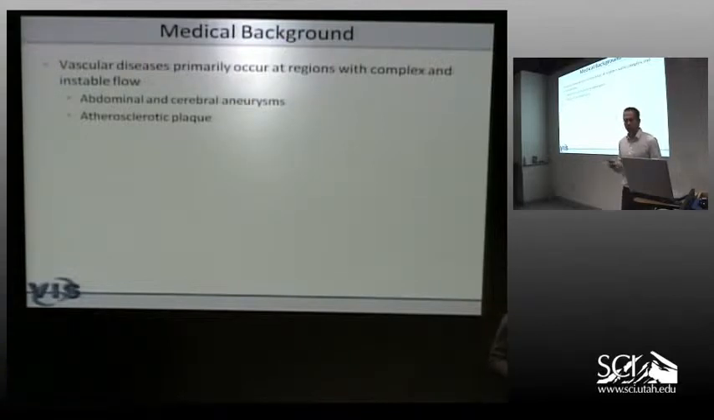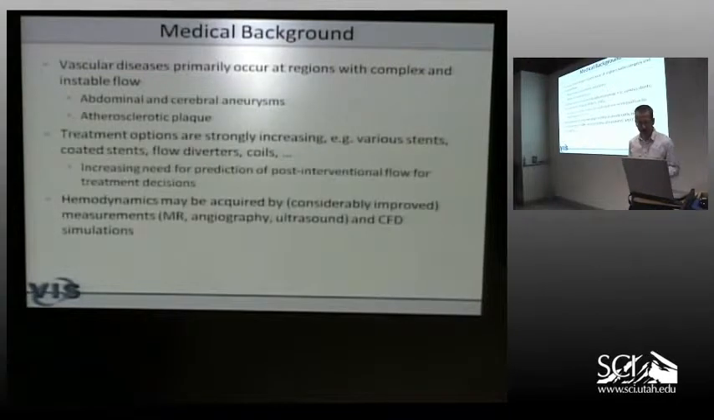And this is true not only for cerebral aneurysms, but also for other kinds of aneurysms, for example, in the abdominal area, but also for arteriosclerotic plaque, which is an even more important cardiovascular disease. So that is one thing which is essential.